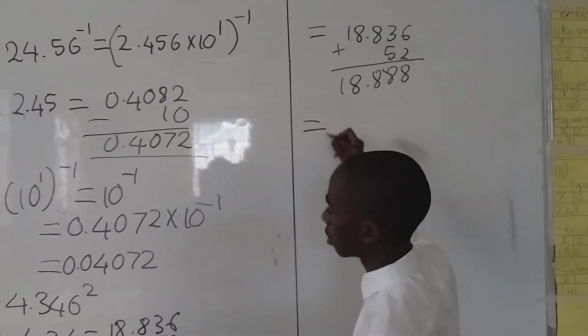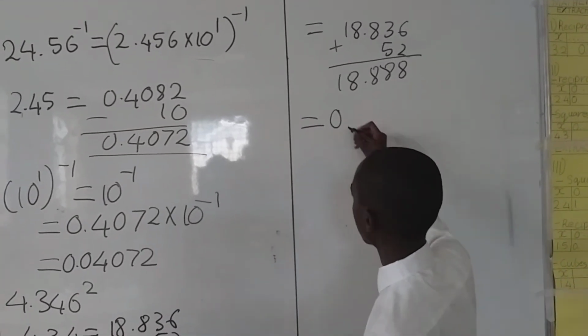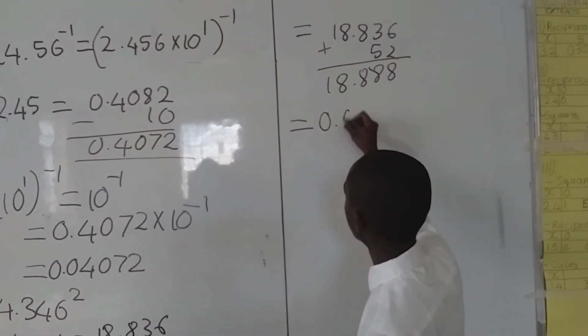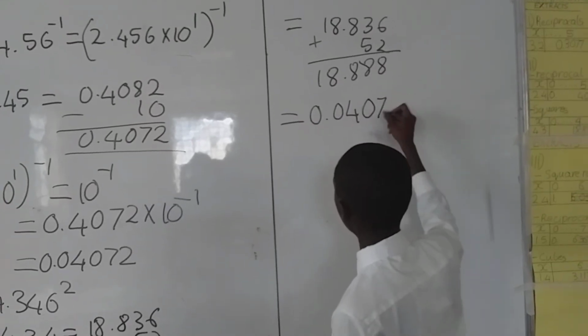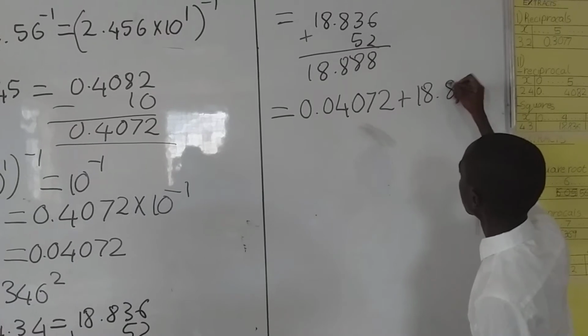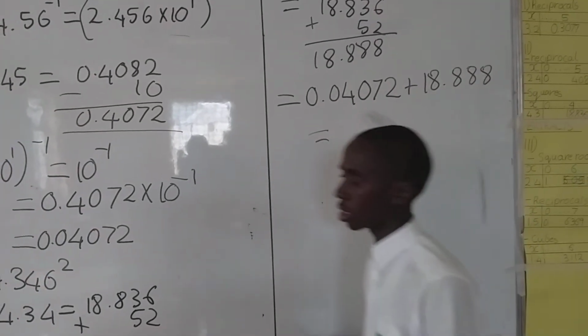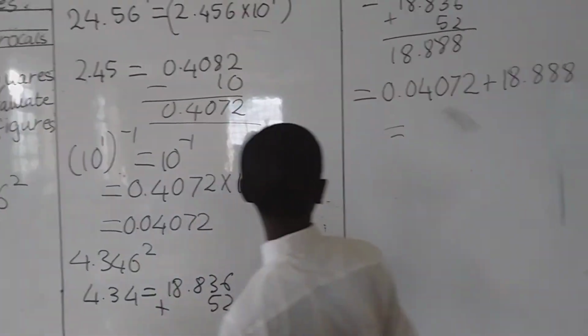Now the last part of our question, where we take the reciprocal of 24.56, which is 0.04072, plus 18.888, which is the square of 4.346. And what do we get?